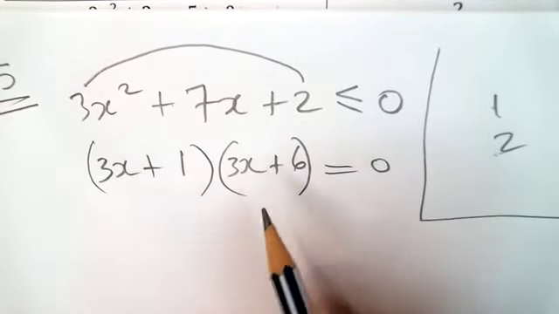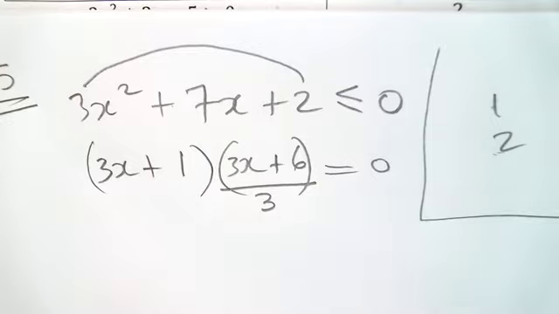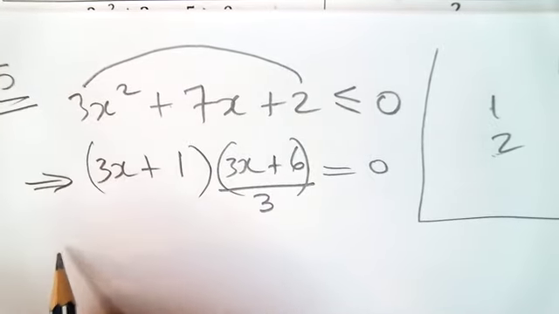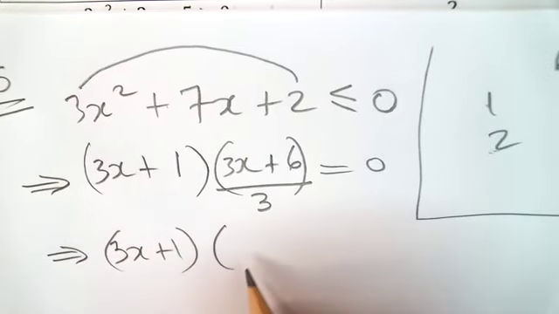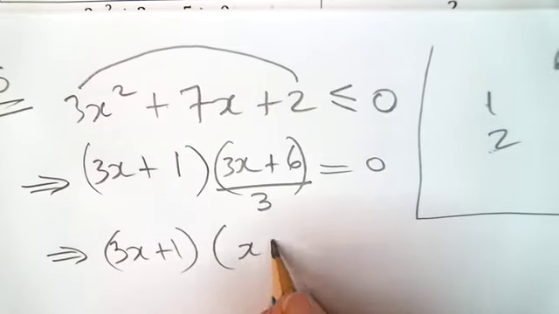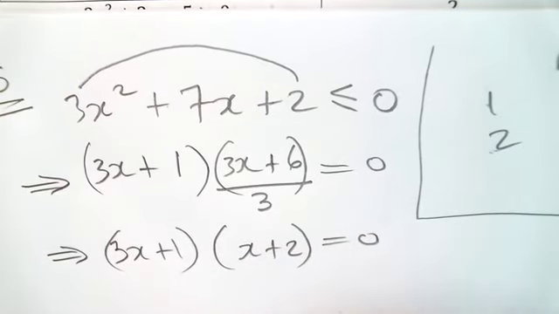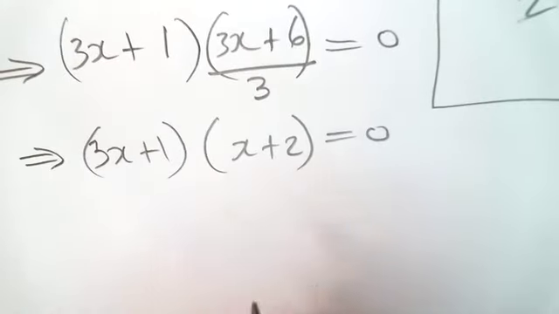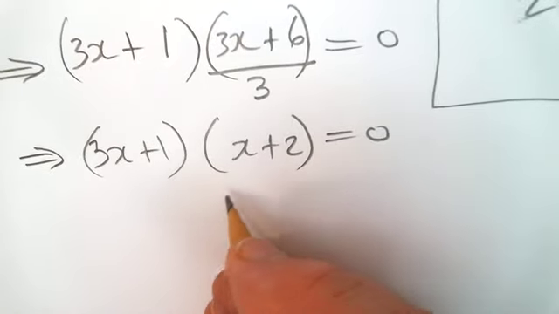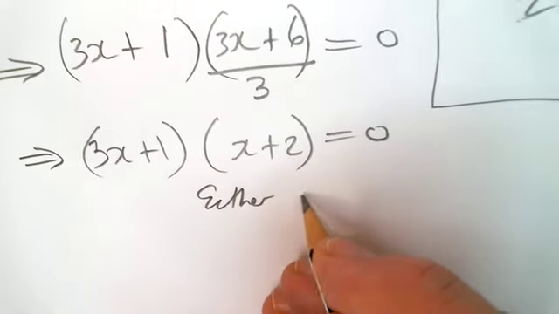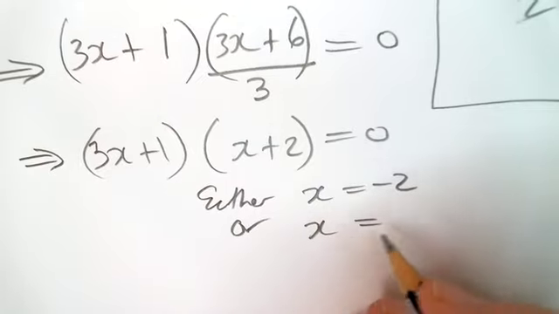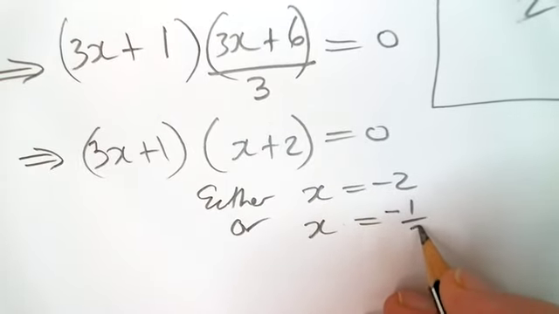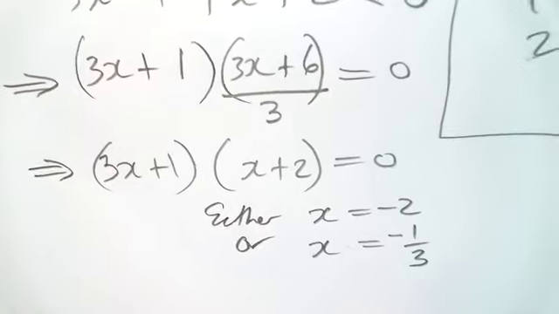So that, of course, will only be true if I divided all of that by 3. So that means that we've got a 3x plus 1, and 3 goes into 3 once, 3 goes into x plus 2 times, and that's 0. So I'm going to solve straight away. I'm not going to worry about putting all the calculations in there. So we've got either x is negative 2 or x is going to be negative 1/3. There it is. All right. So that works out well.